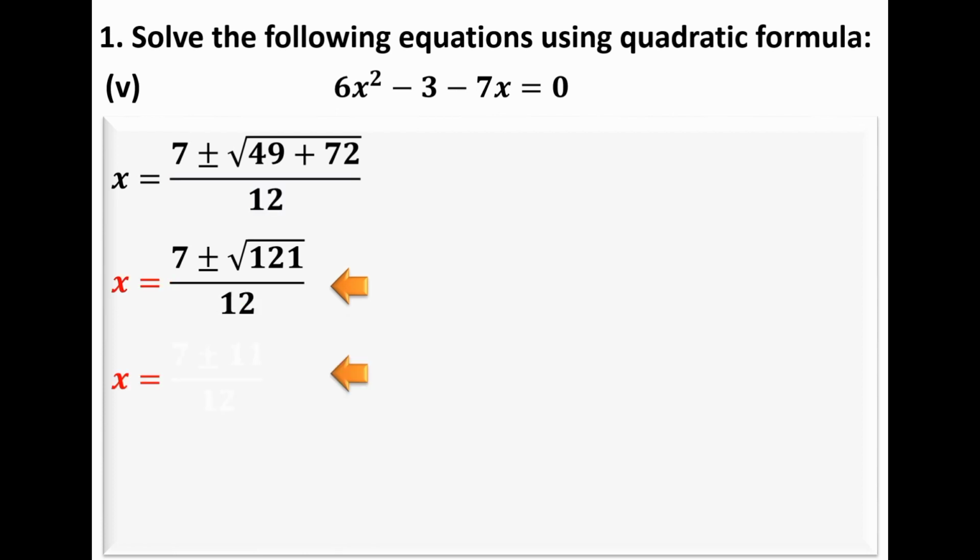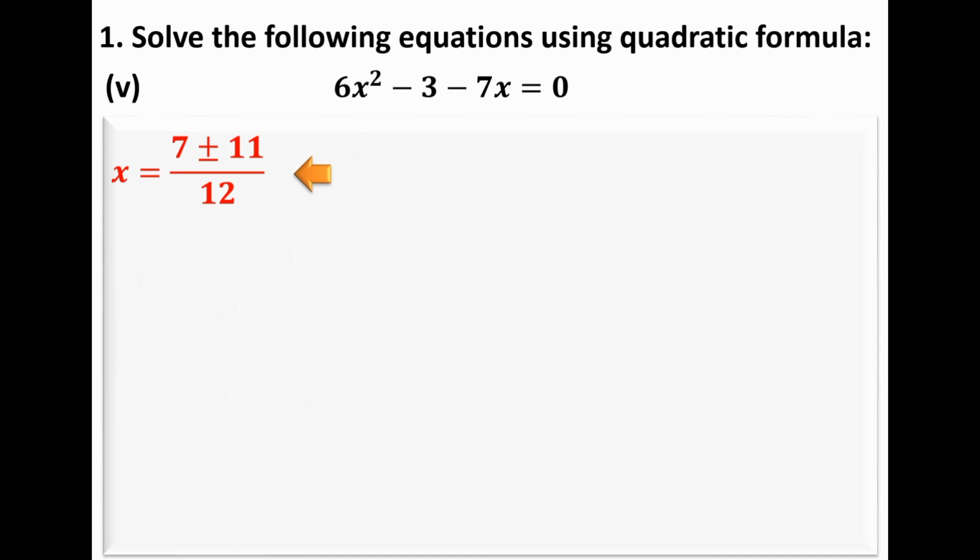X is equal to 7 plus minus written without any change. Square root of 121 is 11. Divided by 12 is written as it is. This last value will be taken to the next page. The value is written.